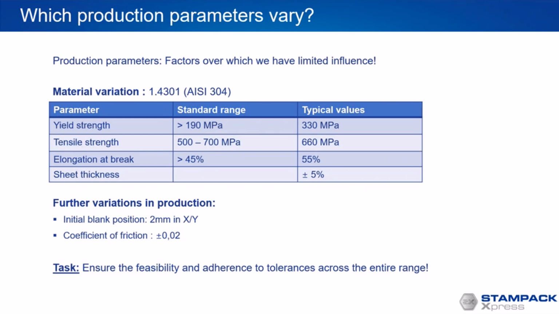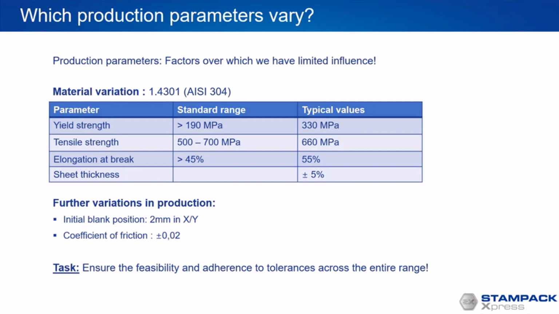In the norm statement, it's well defined, but typical values are 330 megapascal. Tensile strength can range from 500 to 700 megapascal, and a typical value could be something like 660. Elongation at break is according to the norm larger than 45%. But in the real world, it's typically much larger, it's 55%. And even the sheet thickness is not well defined.